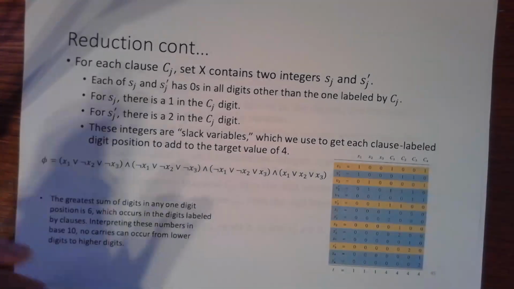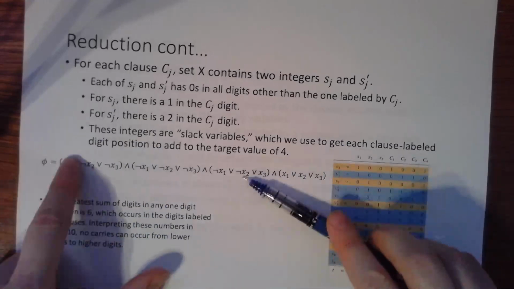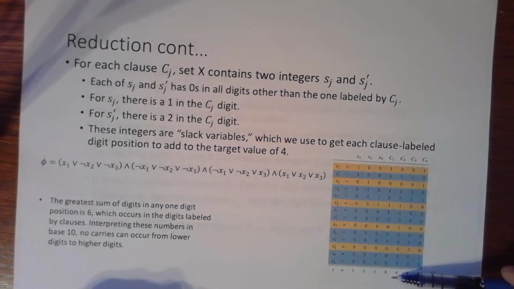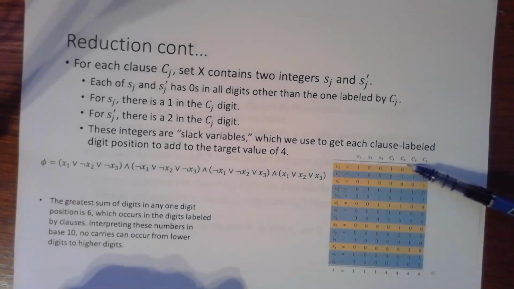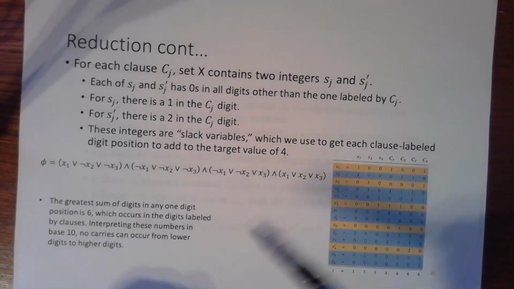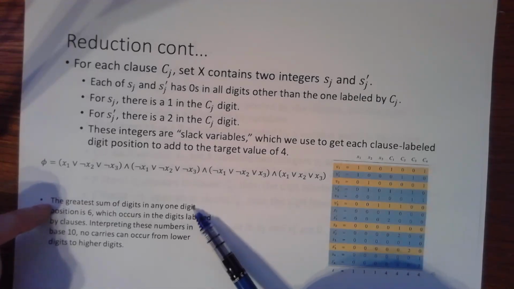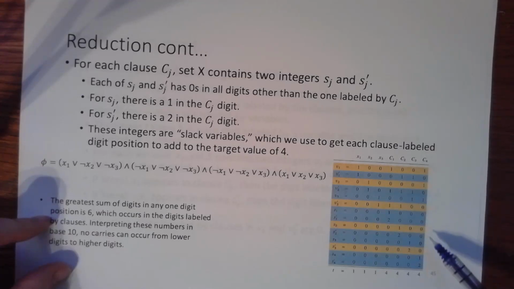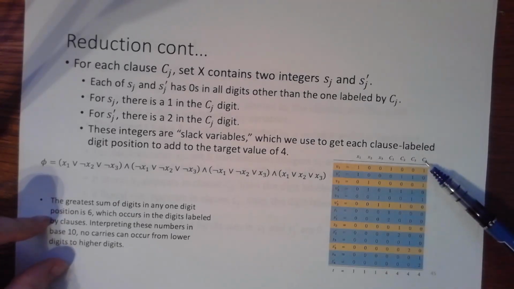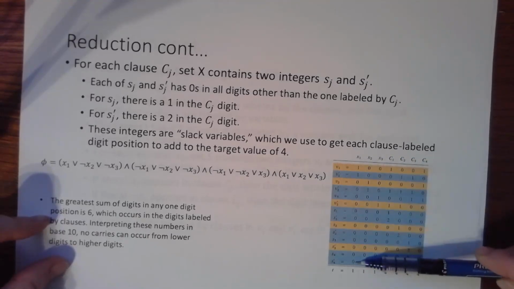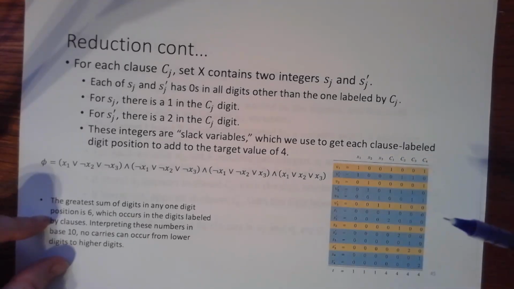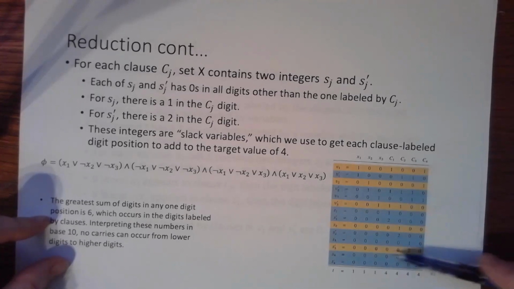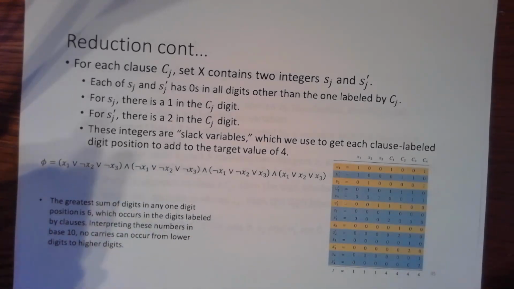We will need to convince ourselves that if this is satisfiable, we'll be able to find numbers that add up to the target, and if it's not satisfiable, we won't be able to. One thing to note is that the greatest sum you could ever get in any position is 6. Notice you have 1, 2, 3, 4, 5, 6. If I chose every single number in here, each position could only ever add up to 6, so I would never have any carries, so I don't have to worry about carries.